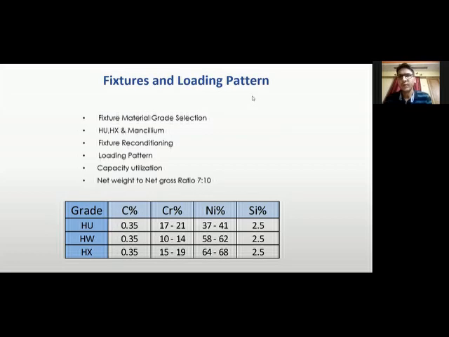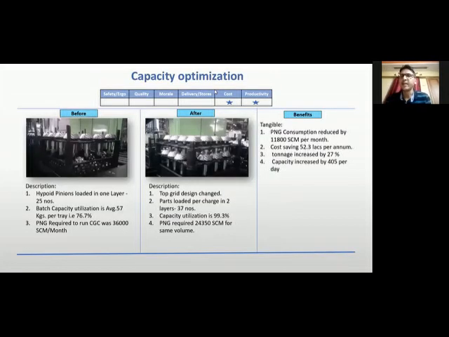One more thing, HU, HX, and Mansell grades have an SCP type of macrostructure, so that structure cannot pick up the carbon, so the distortion as well as the hardness or brittleness of that tray does not increase, and that gives the maximum life. This is one other good example of capacity utilization.